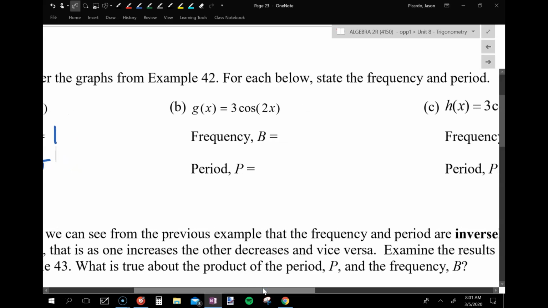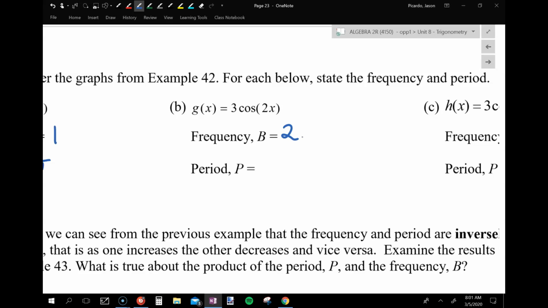What's the frequency? 2. Which means if I graphed it, how many cycles would I see from 0 to 2 pi? 2 cycles. So if I saw 2 cycles from 0 to 2 pi, how big were each of them? 2 pi divided by 2.